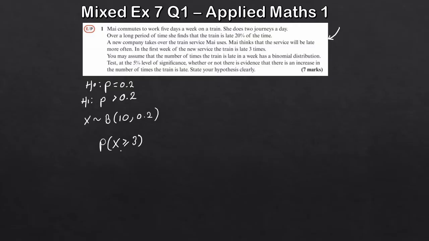Remember, if you've got a probability like this, where it's greater than or equal to, we do 1 minus the probability that X is less than or equal to 1 minus this, so 2. And at this stage you can use tables, or I'll just use my calculator to work this out. So this is 1 minus 0.6778. If you work that out, you get 0.3222.